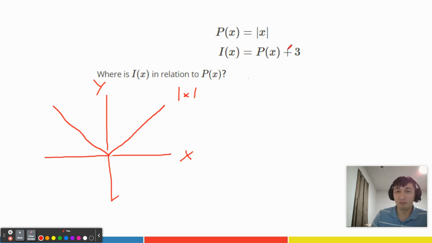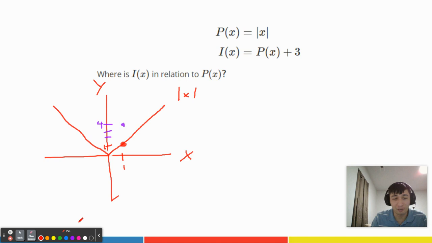Now, this new function I, it's the same thing, but plus 3. So if we wanted to figure out what it would look like, we could look at, for example, the point 1. At x value of 1, for the parent function, the y value is also 1. So it'd be right about here. But for the new function, for I, it'll be 3 more than that. So we still are at 1, but now we're going to be at 4 for the y.